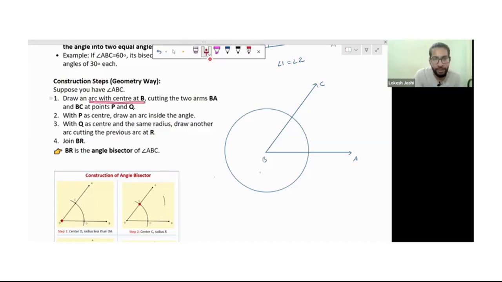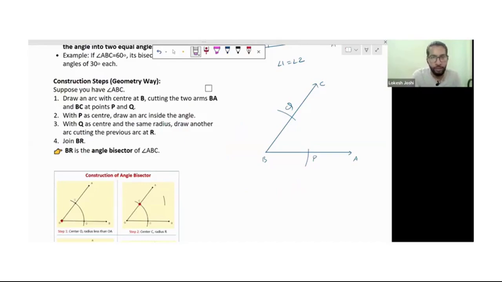Draw an arc with center at B. Yes, there is an arc, cutting two arms BA and BC at the points P and Q, which means this point is P, this one is Q. So let me draw this one clearly. These are the two arcs, P and Q. You have to construct this by using a compass.